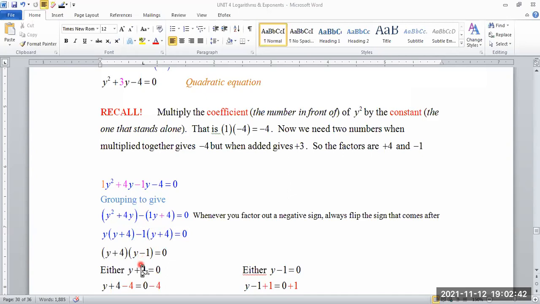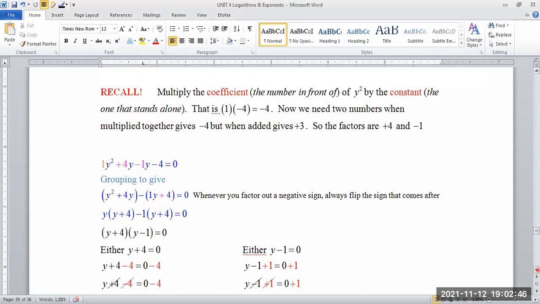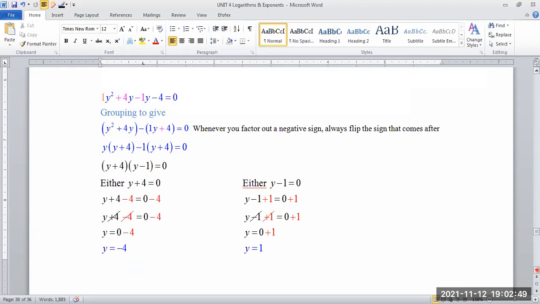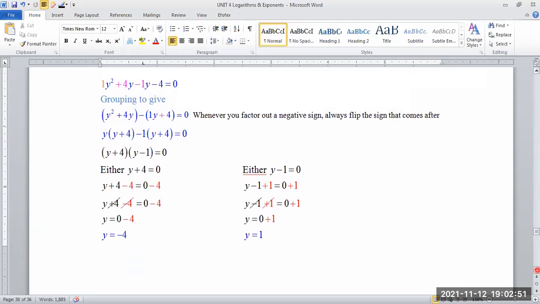So either y plus 4 is equal to 0, or y minus 1 is equal to 0. If y plus 4 is equal to 0, it means that y is going to be equal to negative 4. I've shown you how I did it right here. And if y minus 1 is equal to 0, it implies that y is going to be equal to positive 1. And I'll show you these steps that you can look at to arrive at your positive 1.